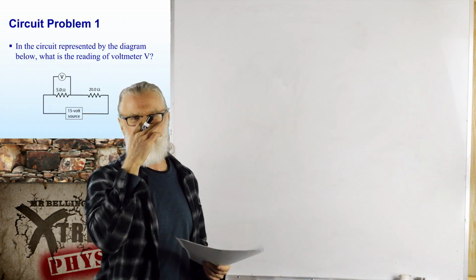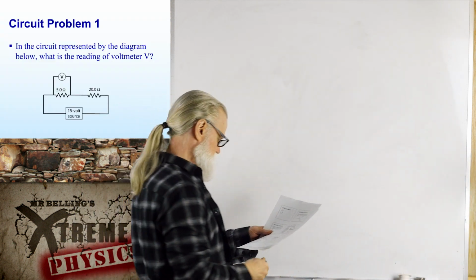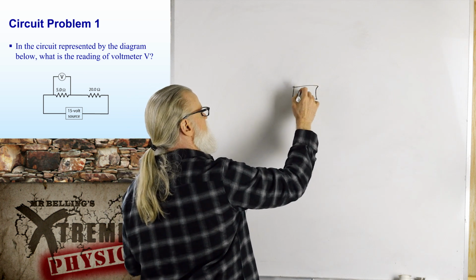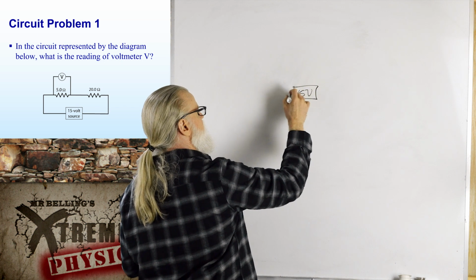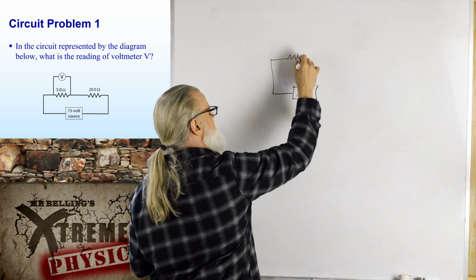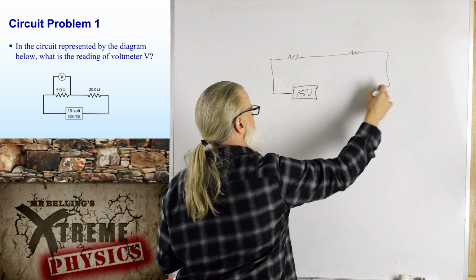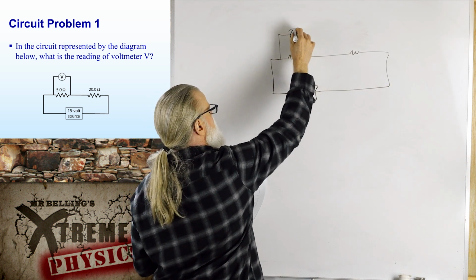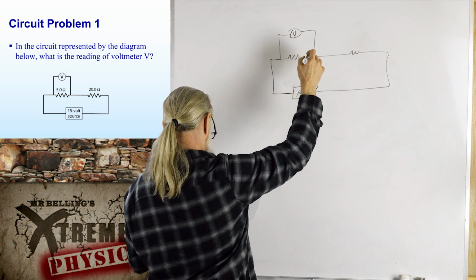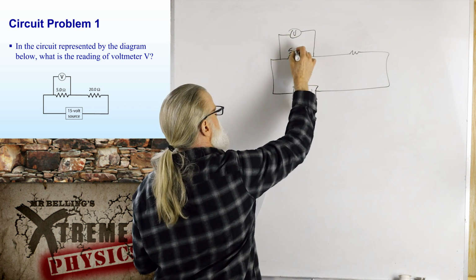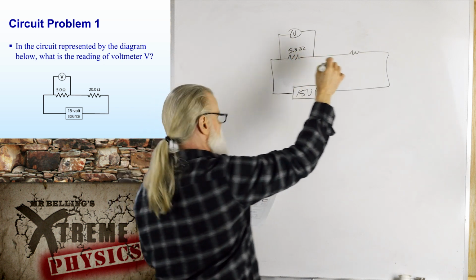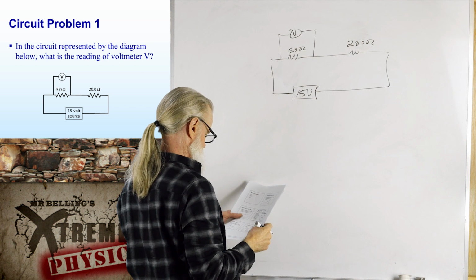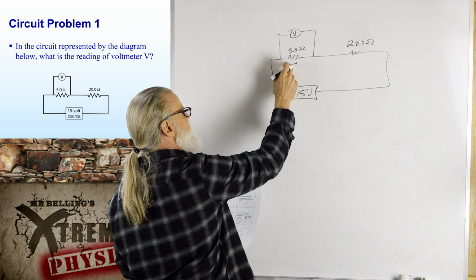All right, let's try circuit problem 1 in your notes. We had a 15 volt power supply, and we had 2 resistors in series, and we had a voltmeter, and this is 5 ohms, and this is 20 ohms. What is the reading in that voltmeter?